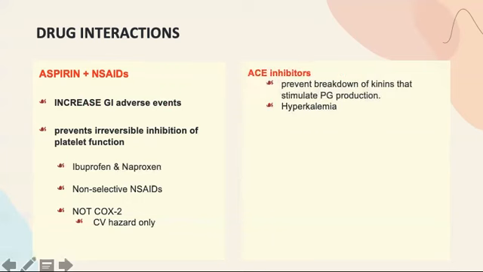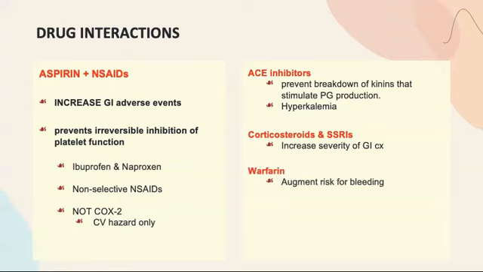The ACE inhibitors act at least partly by preventing the breakdown of kinins that stimulate prostaglandin production. ACE inhibitors also can produce marked hyperkalemia, leading to cardiac arrhythmia, especially in the elderly and in patients with hypertension, diabetes mellitus, or ischemic heart disease. Corticosteroids and selective serotonin reuptake inhibitors may increase the frequency or severity of GI complications when combined with NSAIDs. NSAIDs may augment the risk of bleeding in patients receiving warfarin. Patients taking lithium should be monitored because NSAIDs, including aspirin, reduce the renal excretion of this drug and can lead to toxicity.